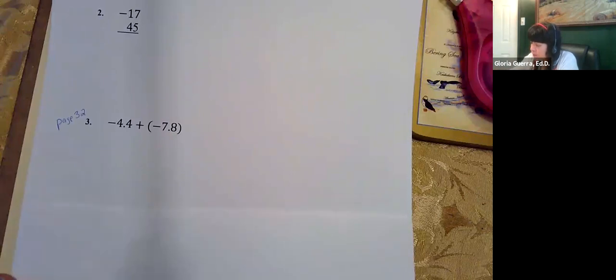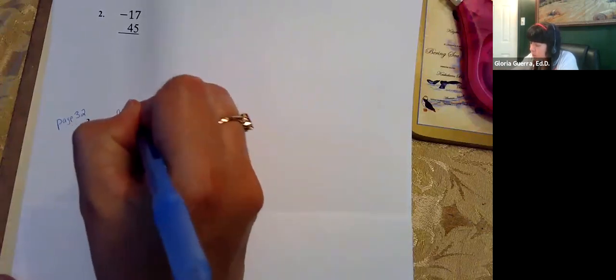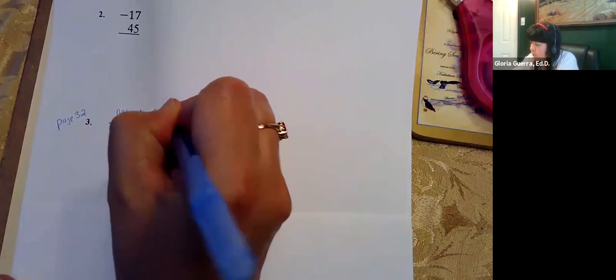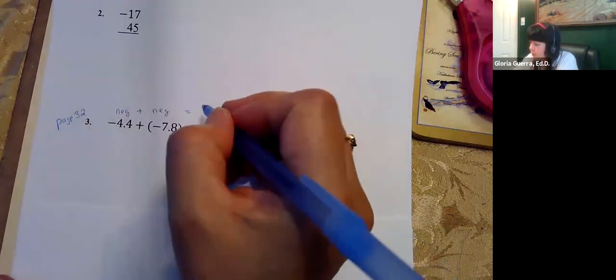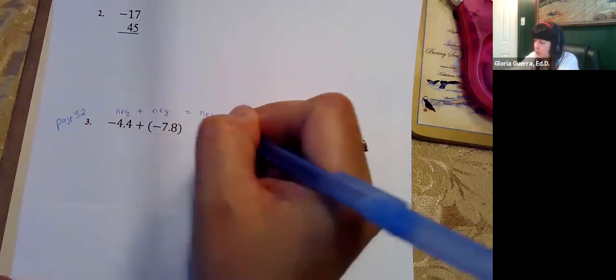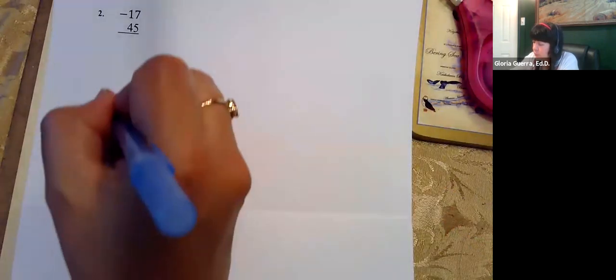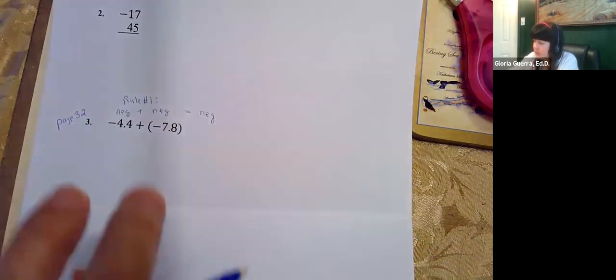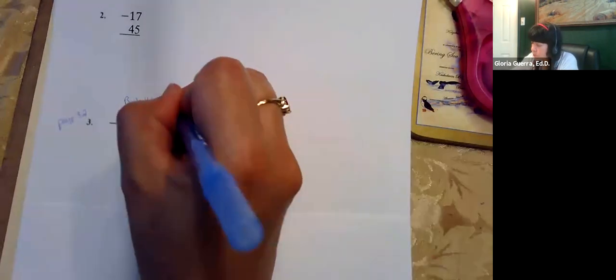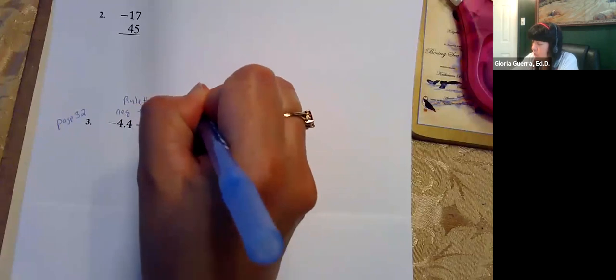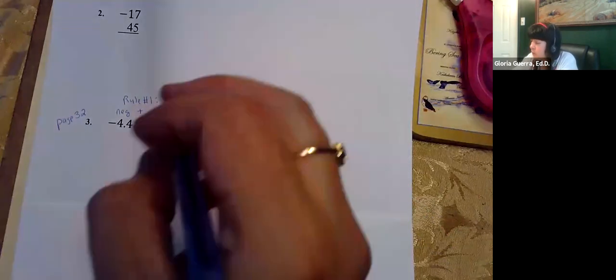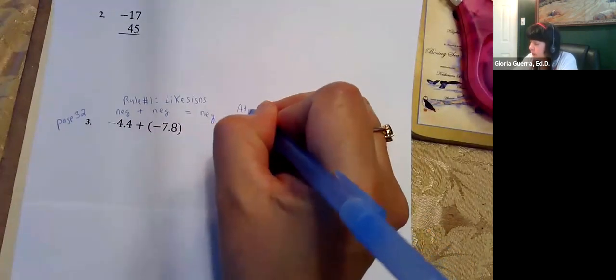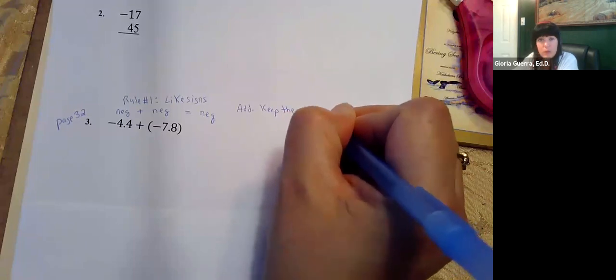So you see how you have a negative number plus another negative number? Okay, that's going to equal a negative result. This is rule number one. Okay, you have like signs. So according to what we just saw, we're supposed to add and then we're supposed to keep the sign. The negative sign, okay?